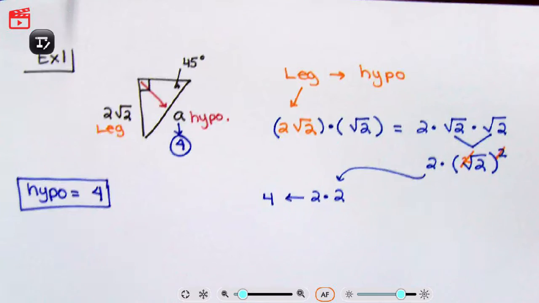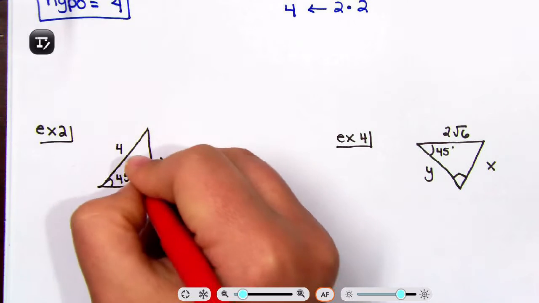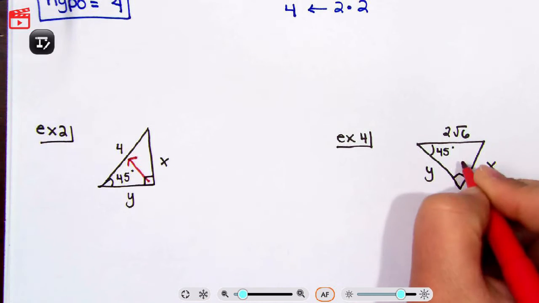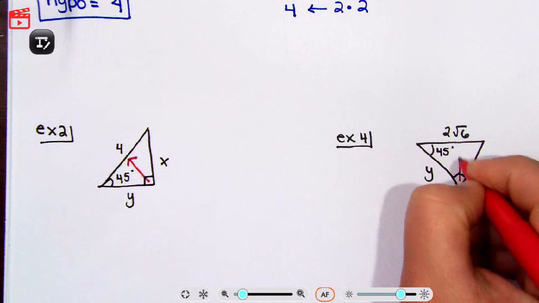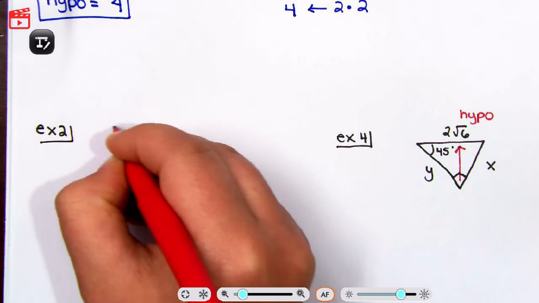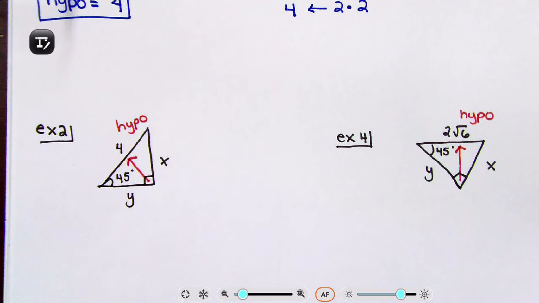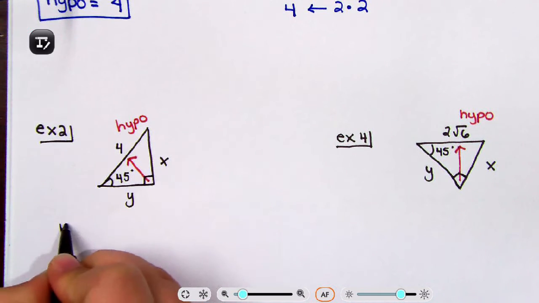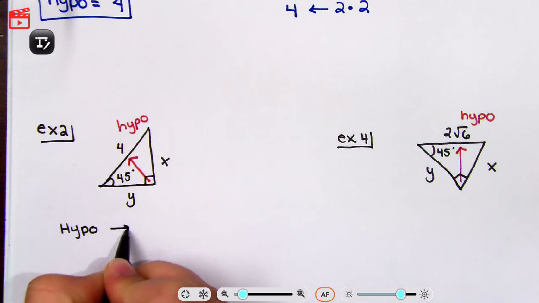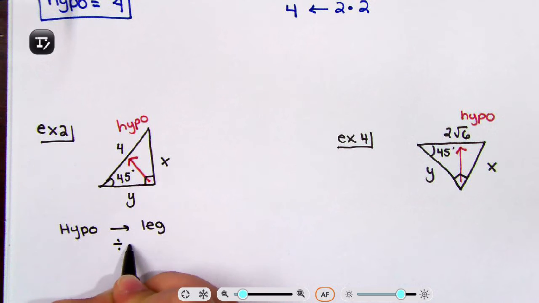Let's try that again. Now we have, again, identify your hypotenuse first so you know which ones are your legs. This is your hypotenuse, across the street from the 90 degree angle. So if you are going from your hypotenuse to your leg, you're going to divide by root 2.